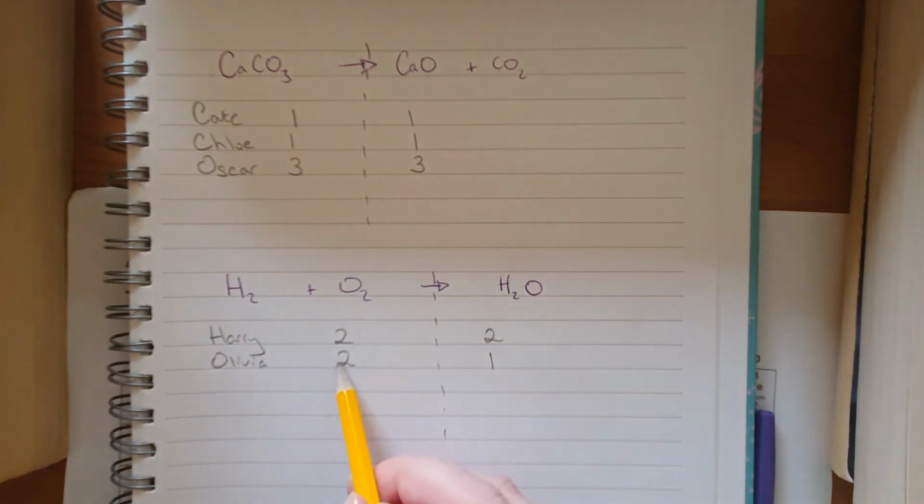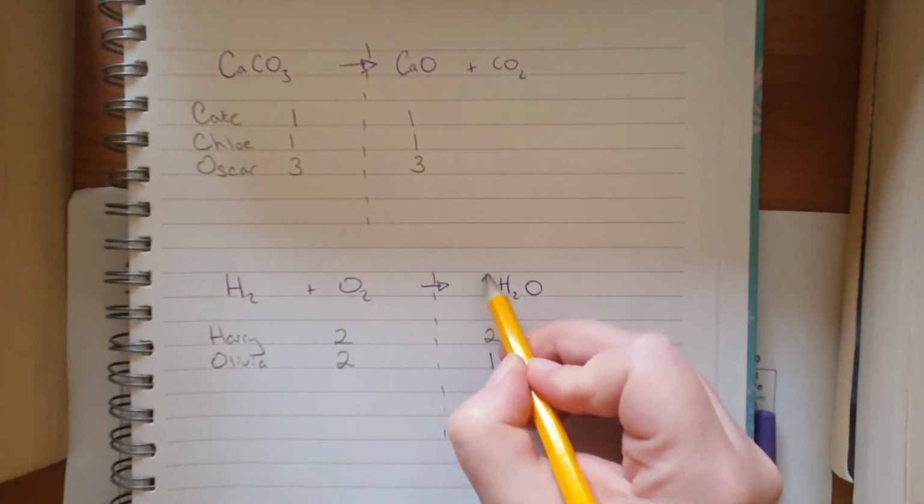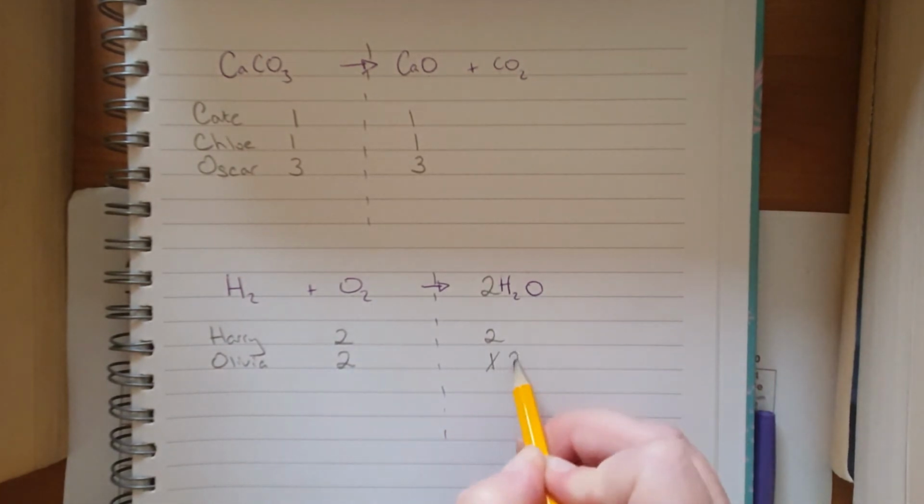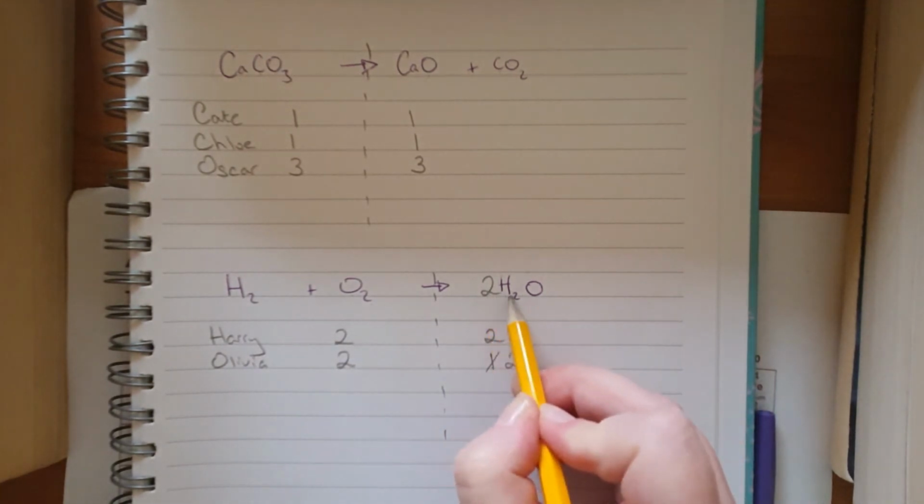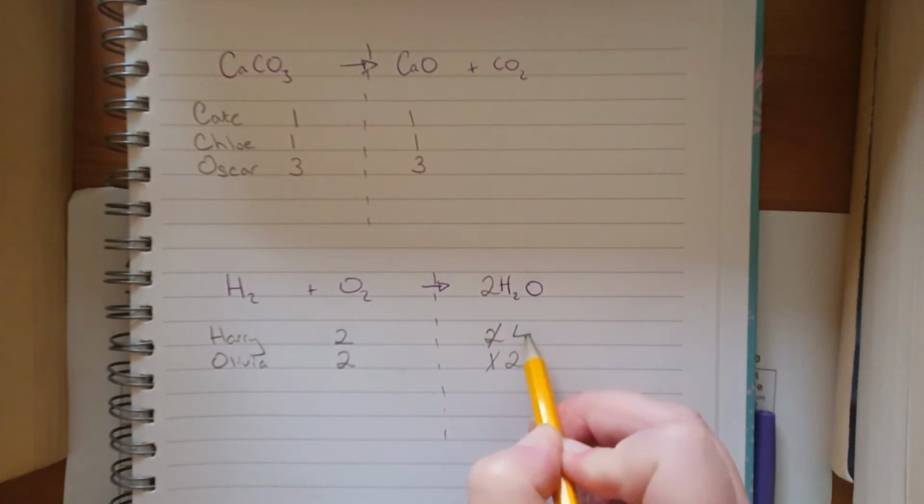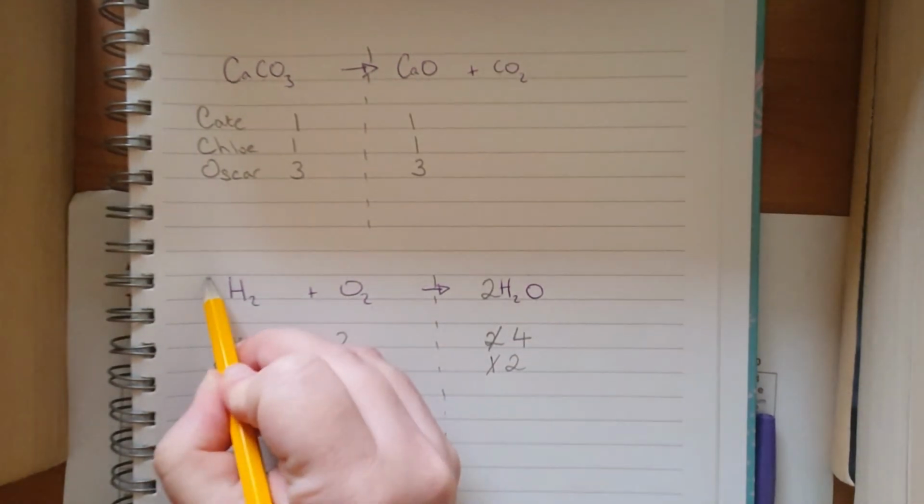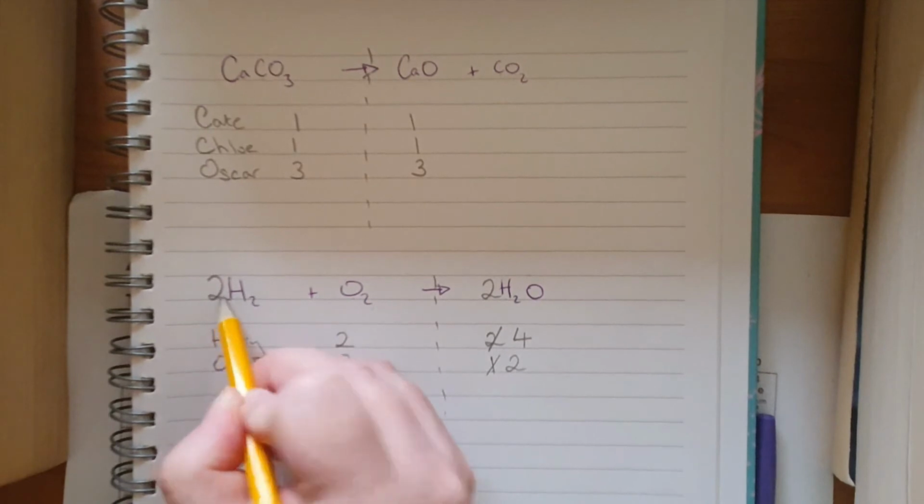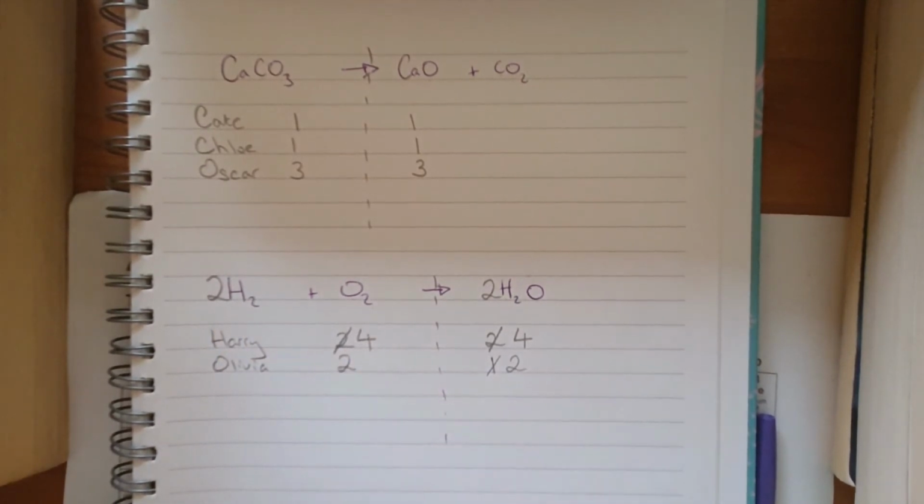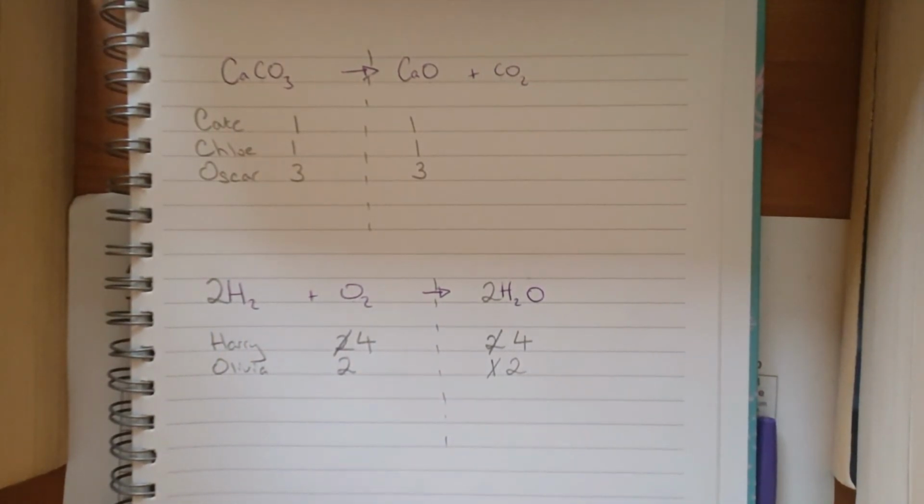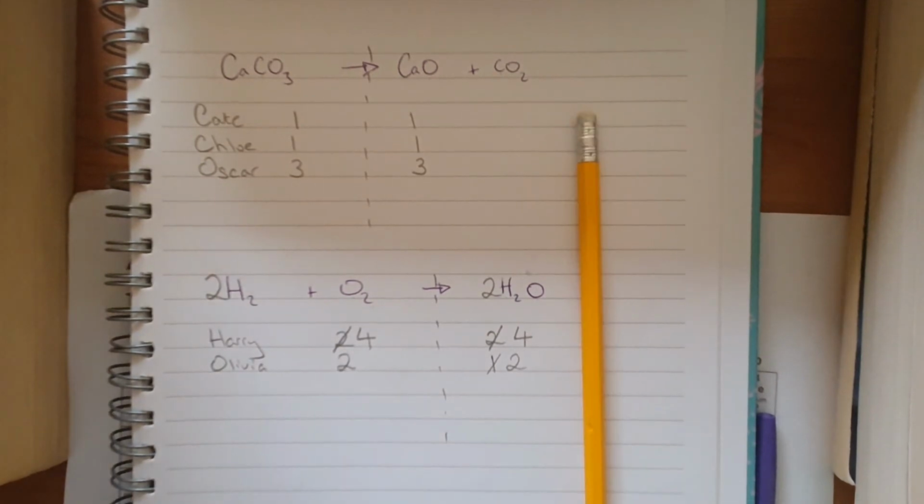1 and 2. What can I multiply 1 by to make it equal 2? That's right, I multiply it by 2. I've now got 2 Olivias. But I have 2 times 2 Harrys, which is 4. So if I put a 2 here, I have 2 times 2, which is 4 Harrys. And this equation's balanced. Well done.